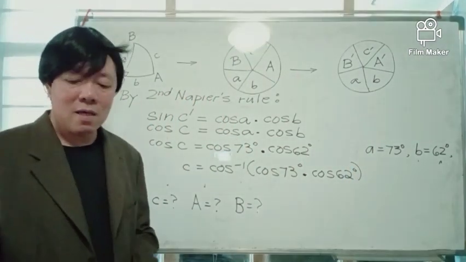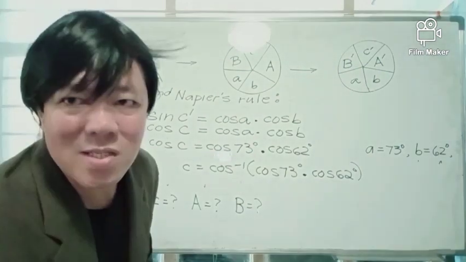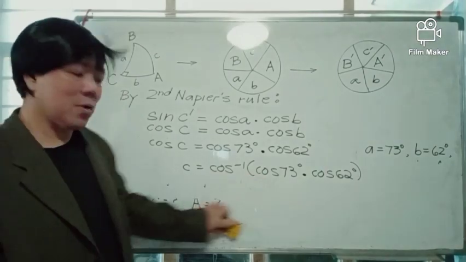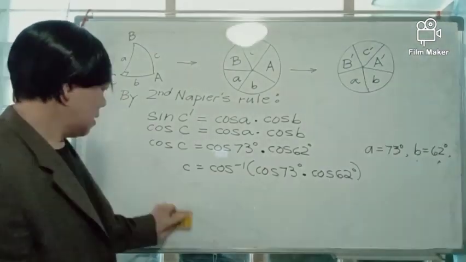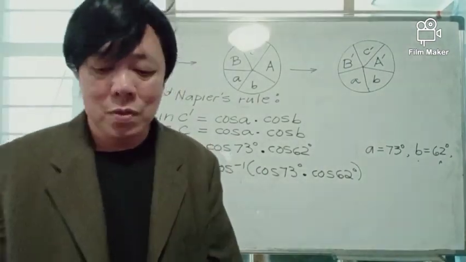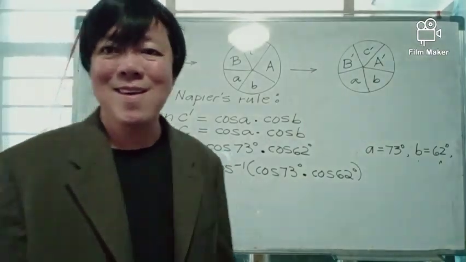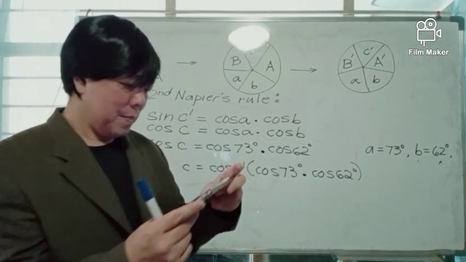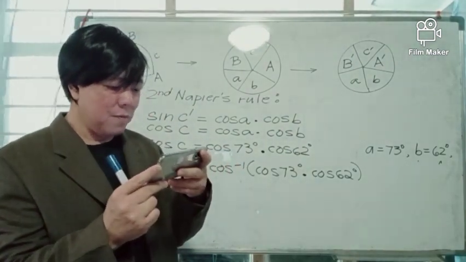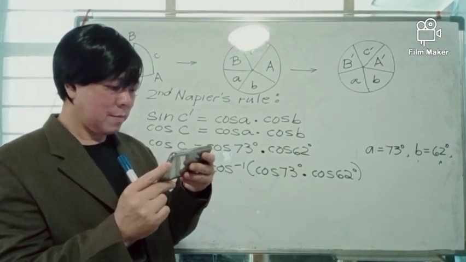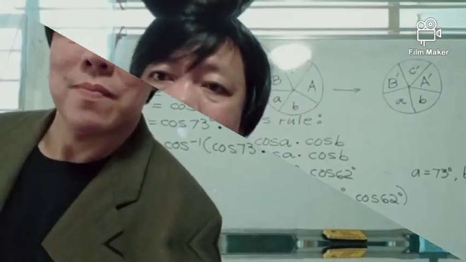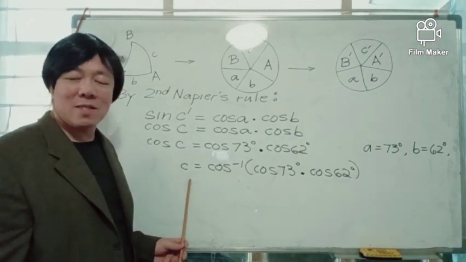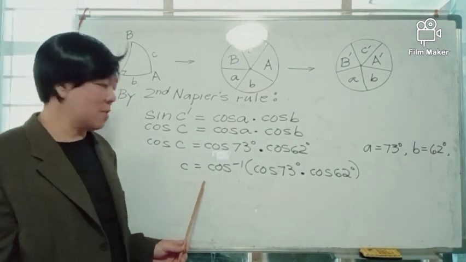And we find the side small c using calculator. The mode of your calculator should be in degree. And we do that, we now find the value of the side small c opposite the right angle capital C.